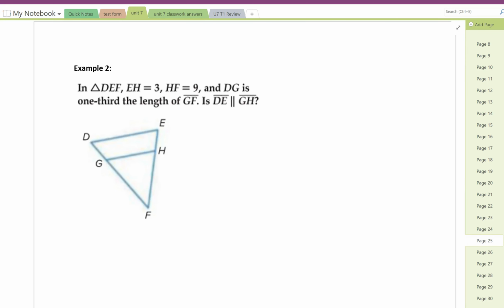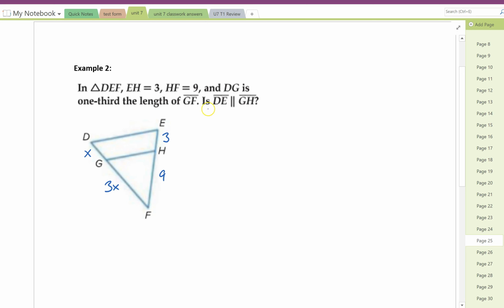Next example says in triangle DEF, so that's the big one, EH is equal to 3, HF is equal to 9, DG, so there's this short side here, is 1/3 the length of GF. Okay, so it doesn't give me either number for DG or GF, but I know that if I call DG X, it's 1/3 as big as GF. So I'm just going to call this X. If it's 1/3 as big as GF, then GF would have to be 3x, right? 3 times as big as whatever X is.